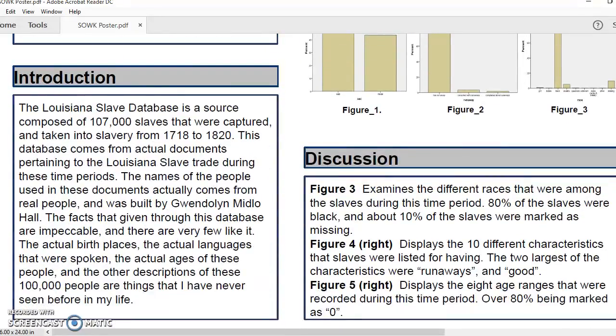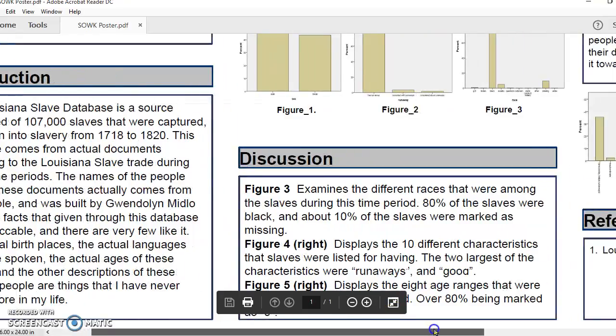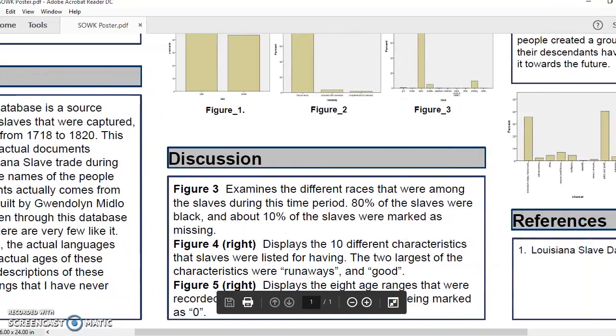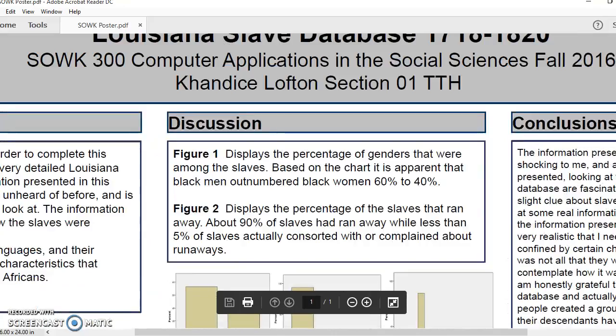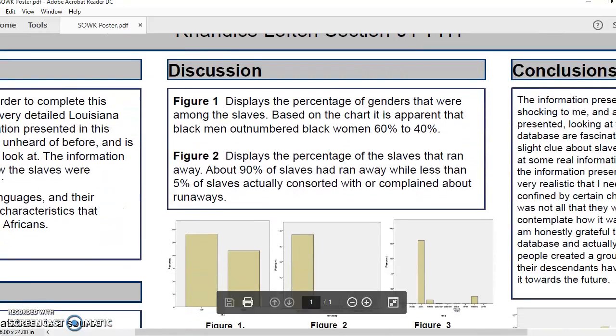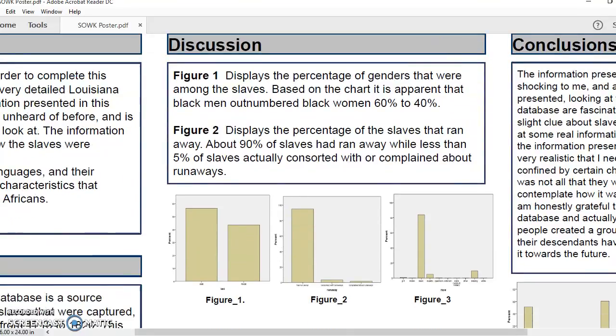In the introduction, I talk about where this source came from. It's composed of 107,000 slaves. I discussed how the names of the people using this are real, and that it was built by Gwendolyn Midlo Hall. The facts that were given in this document were really incredible. They were really surreal for me to see, even though I knew they were real. I really couldn't believe the fact that these people were categorized as such.